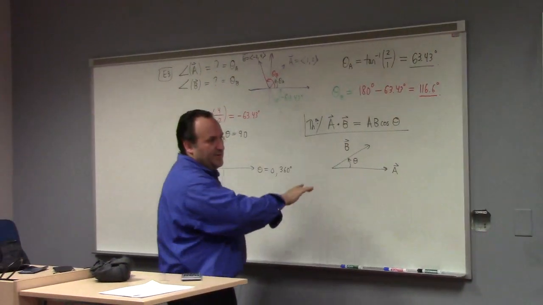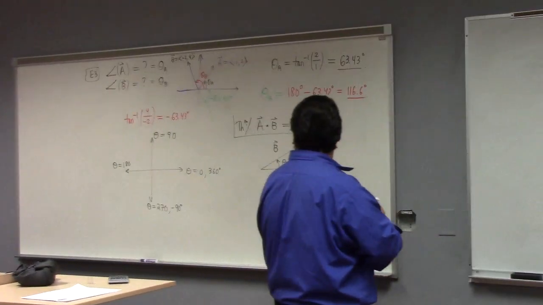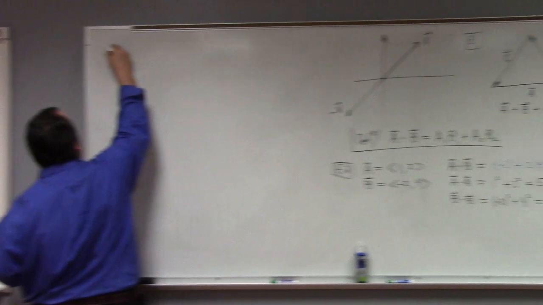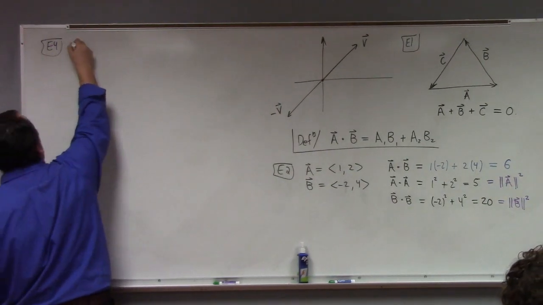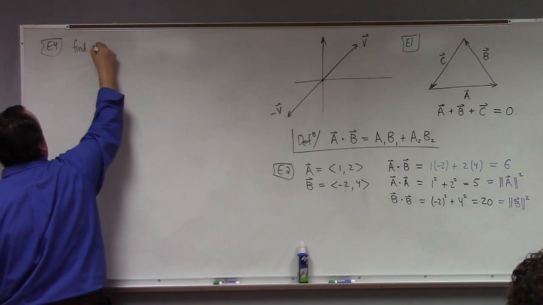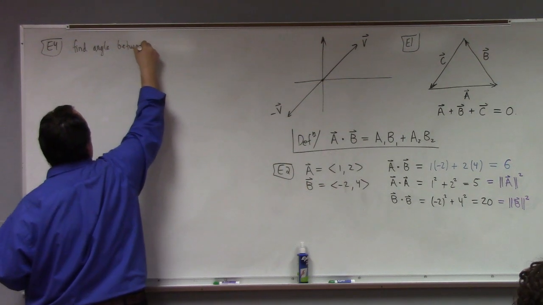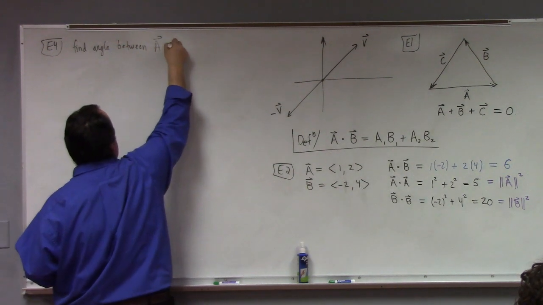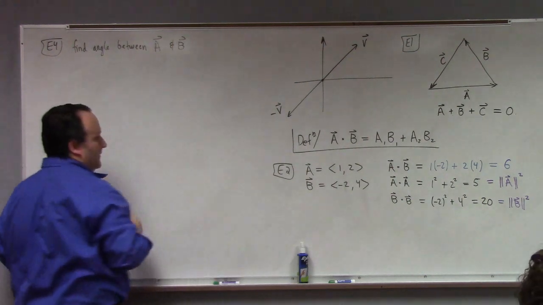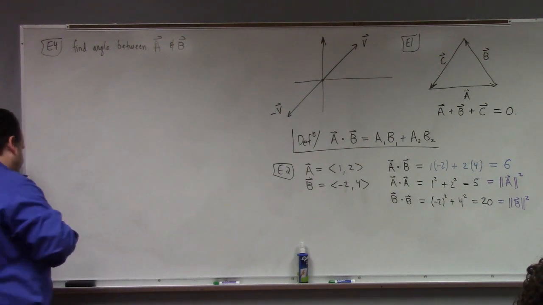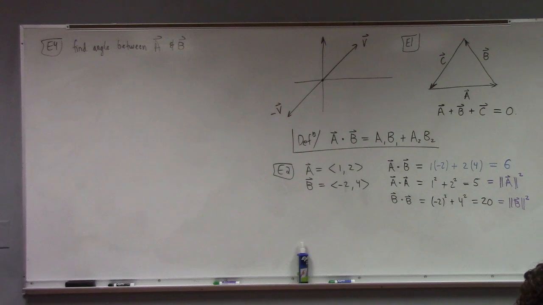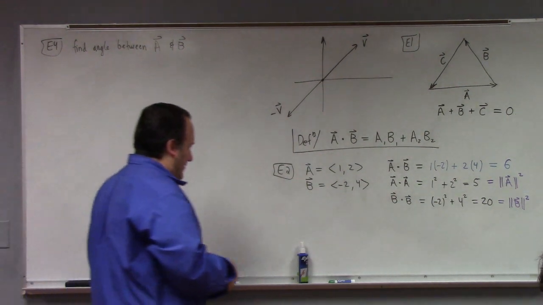Let's apply this formula to example 2. So here's example 4. Find the angle between A and D. All right. And I probably should find the unit vectors for A and B while we're at it, right? Because I haven't done that yet.